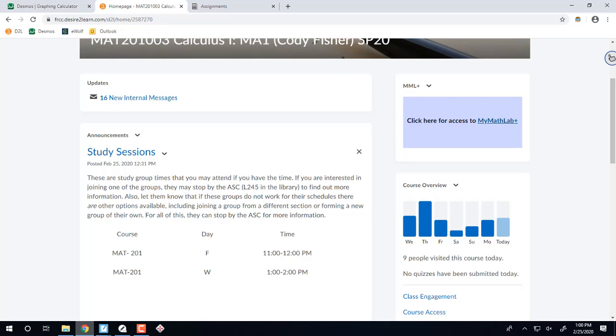I put this announcement on D2L regarding these study sessions. They're Wednesdays from 1 to 2 and Fridays from 11 to 12. So those are provided for this course. If you're interested, it says stop by the Academic Success Center in the library, L245, to find out more information. So if those work with your times, feel free to stop by the library and attend.